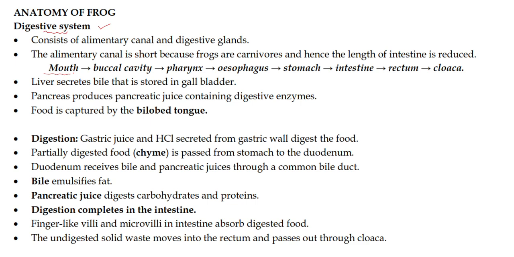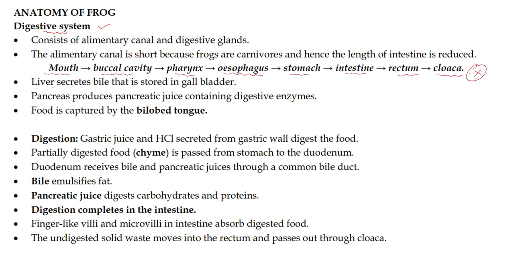So the digestive system starts from the mouth and enters into the buccal cavity, pharynx, esophagus. It will be very short. For a carnivorous animal, the esophagus will be very, very short. Then it enters into the stomach, intestine, rectum, and opens out through the cloaca. And cloaca is a very important word.